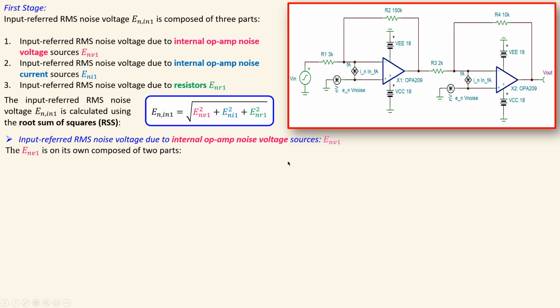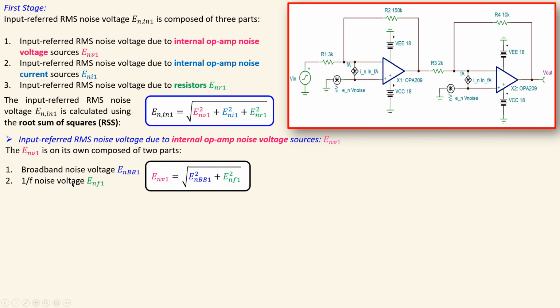Now that is on its own also composed of 2 parts. So we have the broadband noise voltage, spectral density noise voltage, and also the 1/f noise voltage. Now those are again combined using the root sum of squares in this expression.